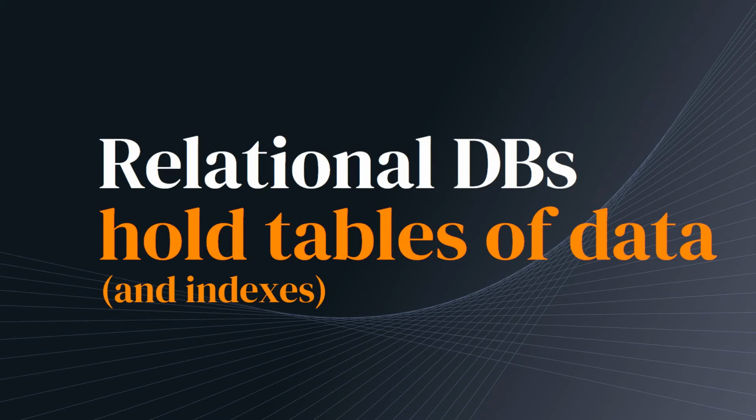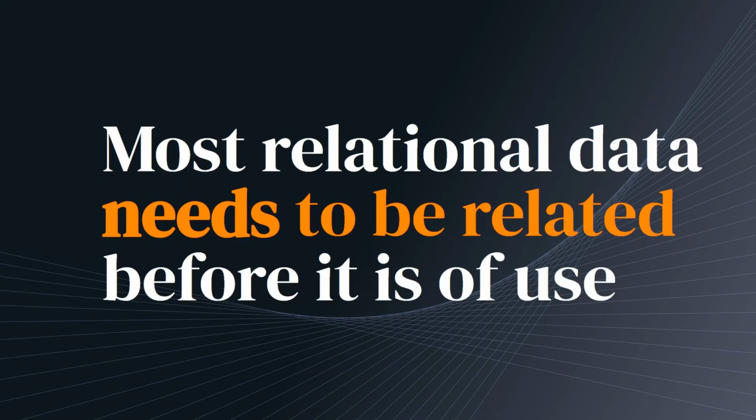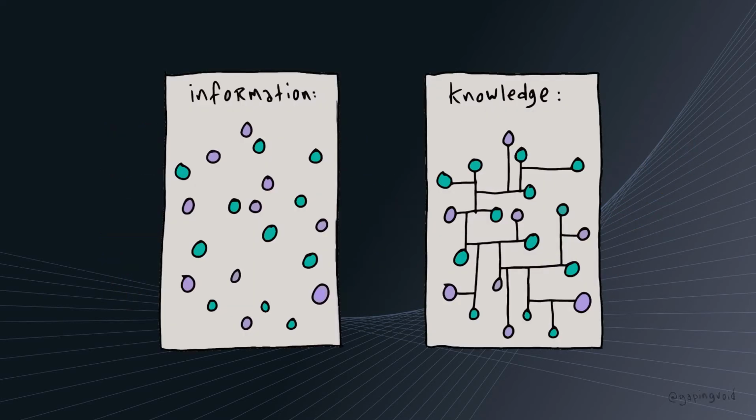They just store tables of data and indexes, and this could be considered a design flaw in that most of the data they typically hold needs to be related before it's of use. This cartoon from Gaping Void illustrates it perfectly. We can store information, but it's only when we join the dots together that we start to create value. The value comes from the relationships between the data, and so it's really valuable to store these relationships.